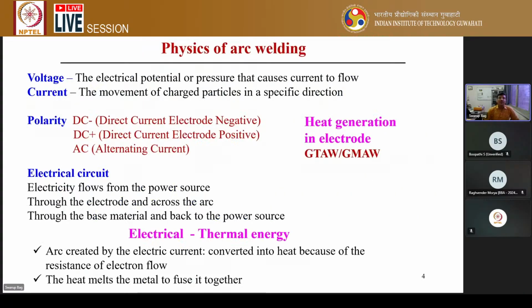First, we look into the polarity. We use current, which can be AC current or DC current, in a welding process. For example, with alternating current, the polarity changes every half cycle.